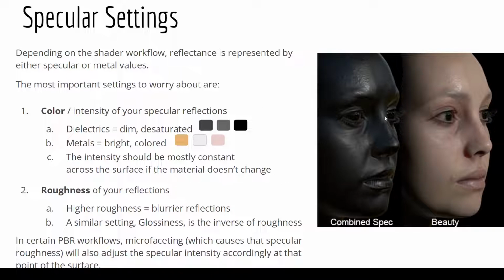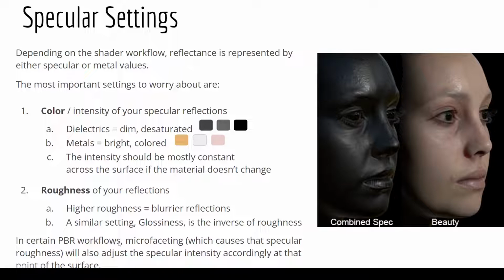So going back to that plastic example I showed earlier with the red chair and the green ball, the reminder is that if the material is the exact same across the surface, the brightness or the intensity of our reflections, or how much light is actually reflected off the surface, should remain constant. And then the other setting, of course, we have to worry about is roughness. So that is due to that microfaceting. So the higher our roughness value is in our texture map, the blurrier our reflections are going to appear. So another term you'll see is glossiness, which is the inverse of roughness. So the higher the glossiness, the sharper your reflections are.